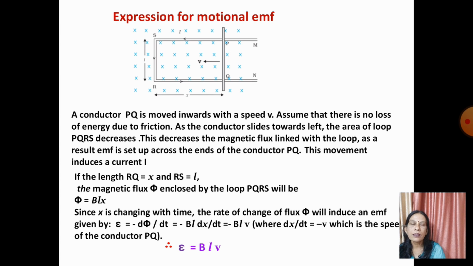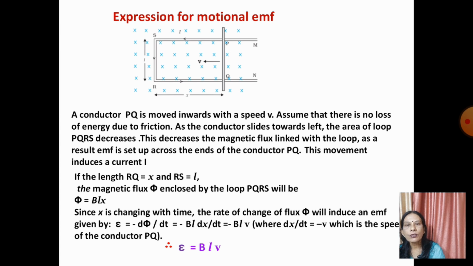So if the length RQ is x and RS is L, the magnetic flux enclosed by PQRS will be BLx, where Lx is the area of the loop. As the conductor PQ is moving towards the left, the value of x is changing, decreasing with respect to time.